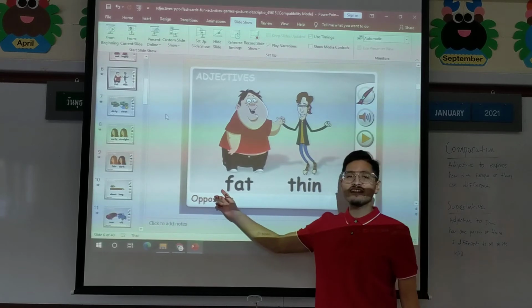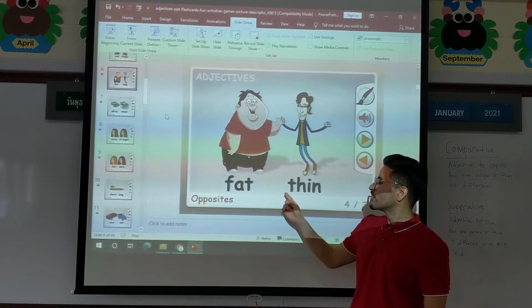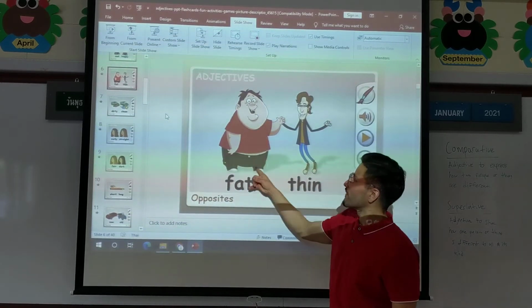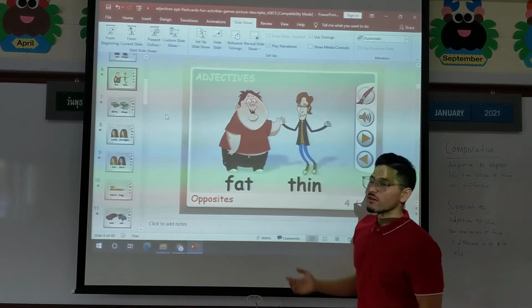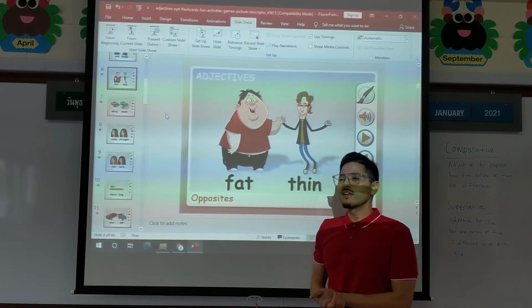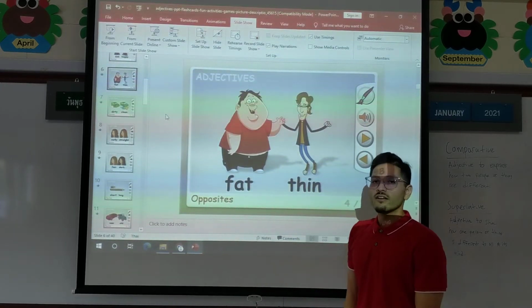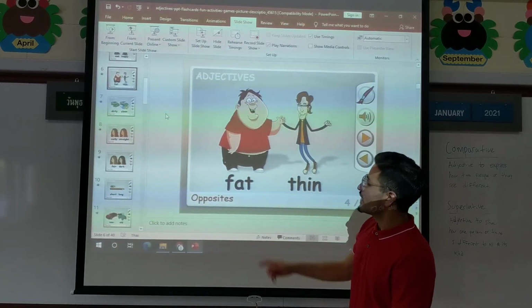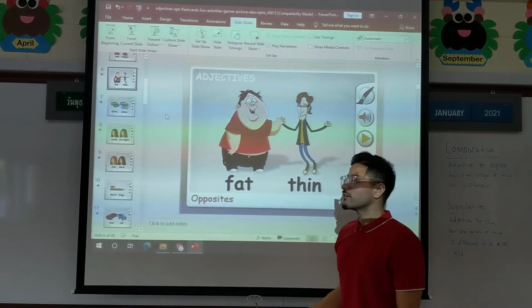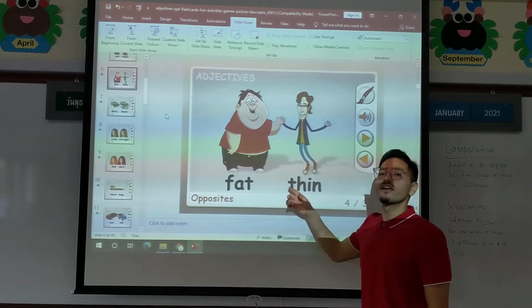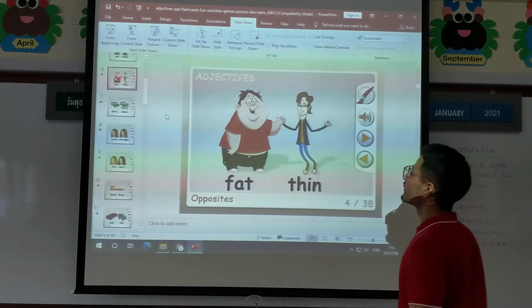So we have fat and thin. Can you see the picture? You see fat and we have thin. These are opposites. And what can you say? You can say, he is fat. He is thin. Okay?